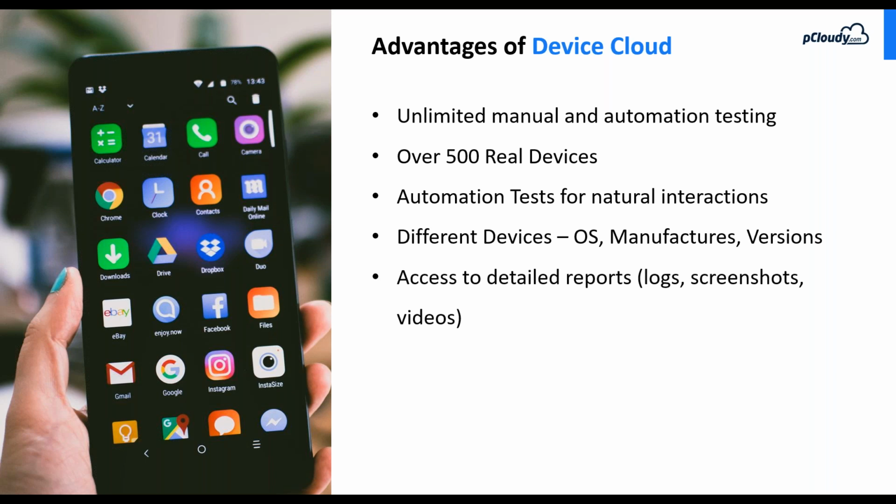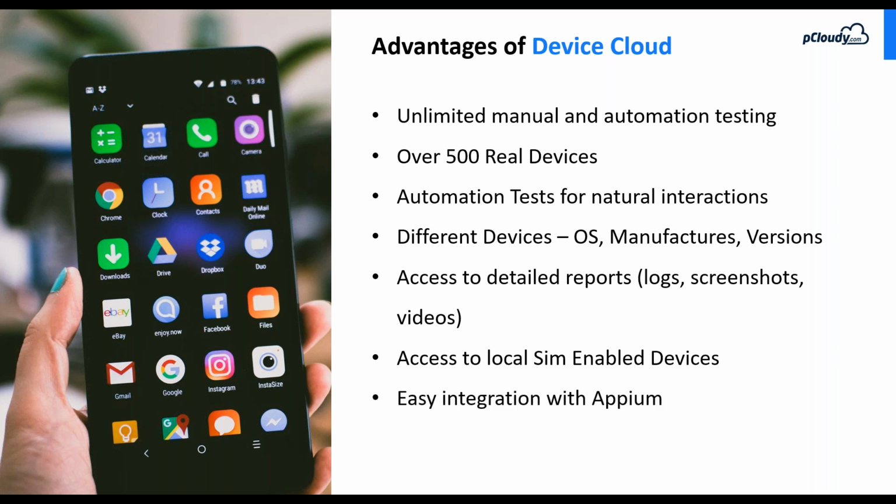You get access to detailed reports, including screenshots, logs, videos, and the performance metrics as well, in case you want that. And you get access to the local SIM enabled devices in case you are using certain devices from India and you want to do a test on your real network using maybe Vodafone or Airtel. You can do that, right? And we have the easy integration with Appium. So in case you want to run the test using Appium, you can pretty much run the test using Appium.